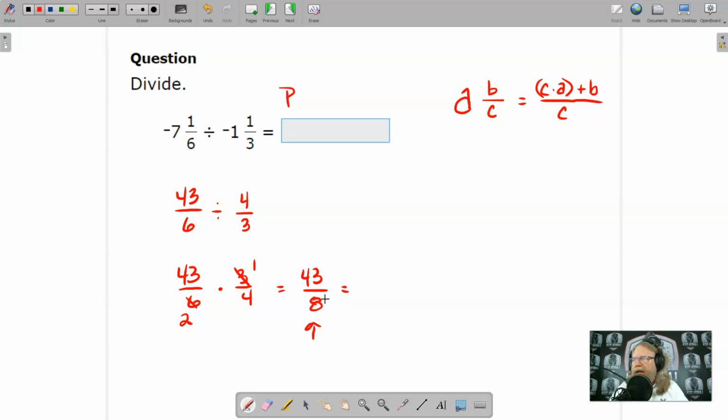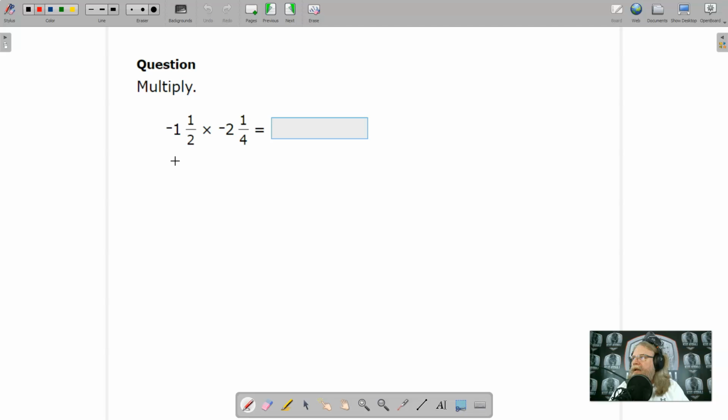Or you could say 8 goes into 43 5 times. 8 times 5 is 40, with a remainder of 3. And the denominator stays 8. So either one of these answers would work for this particular activity. Look at the next one.